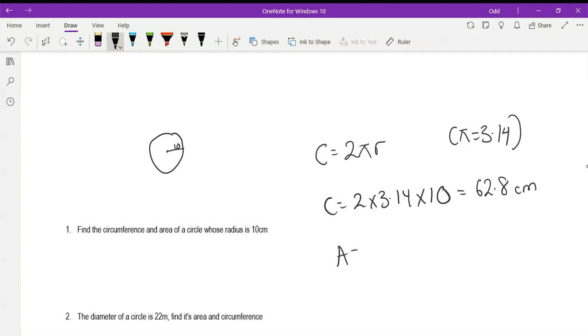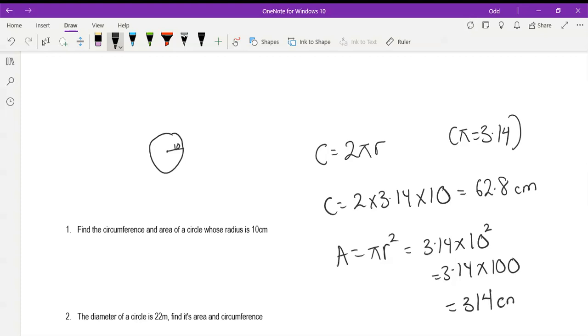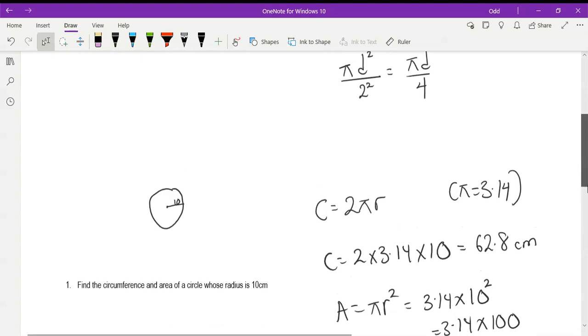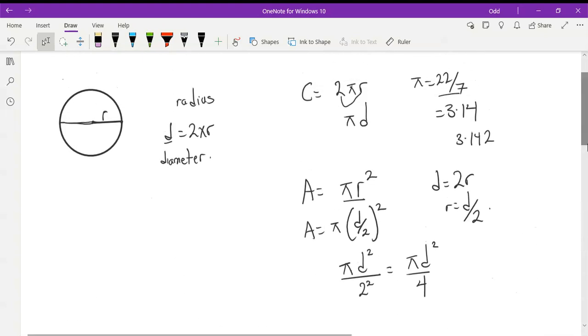And how about the area? The area will be pi r squared, so that will be 3.14 times 10 squared. What's 10 squared? 100. So 3.14 times 100 is 314 centimeters squared. So the circumference of this circle is 62.8, and the area is 314.